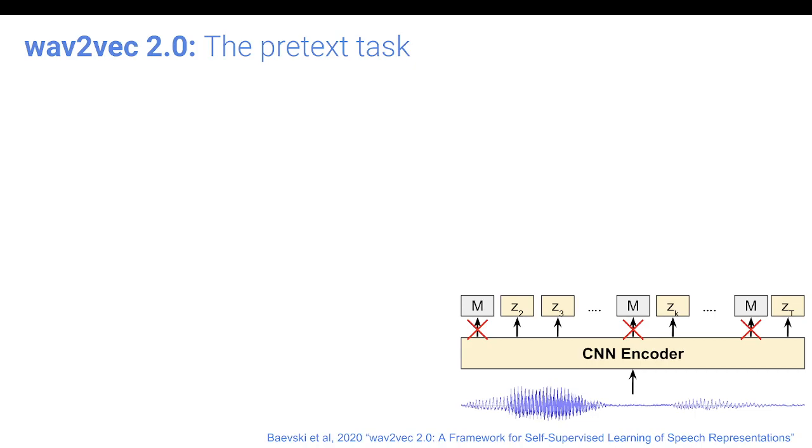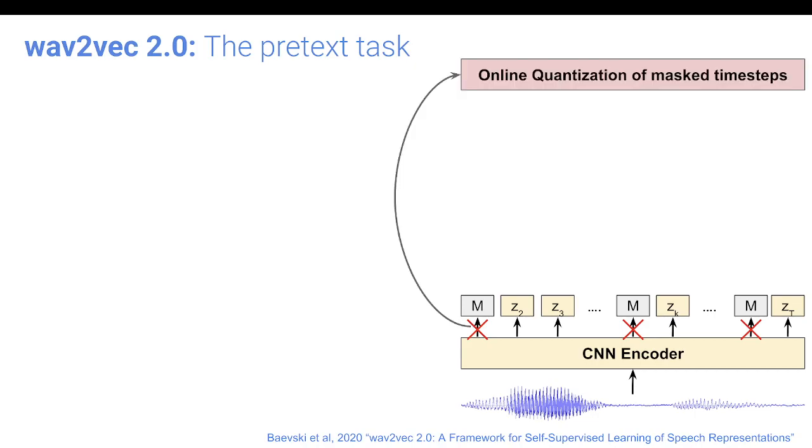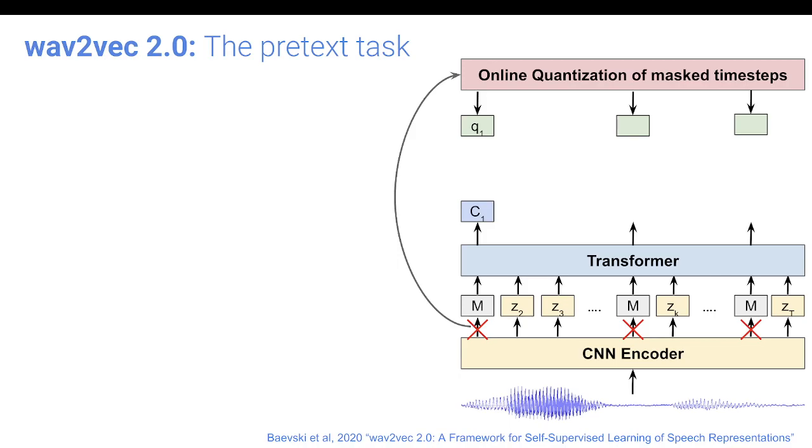Then only for masked positions, you would take the output of the CNN encoder, the input features, and run it through an online quantization algorithm to get the index that you will look up in some embedding table to get a representation Q. So the input at masked positions would be quantized and embedded to get a vector Q. Now the masked input, you run it through a deep transformer network to produce the contextual representation C at the masked positions.